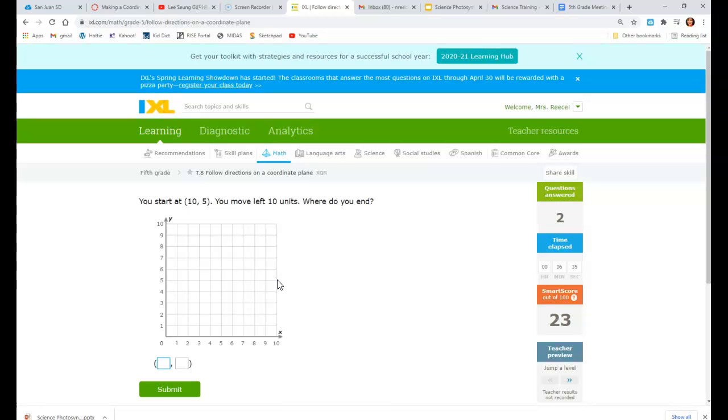That's my beginning point. Then it says you move left 10 units. Alright, 1, 2, 3, 4, 5, 6, 7, 8, 9, 10. Wow, I ended up on the 0. Okay, so my new x-coordinate is 0. And my y-coordinate is still 5. Okay, I didn't move anywhere on the 5 or on the y-coordinate. I stayed at 5. So this one will be 0, 5.